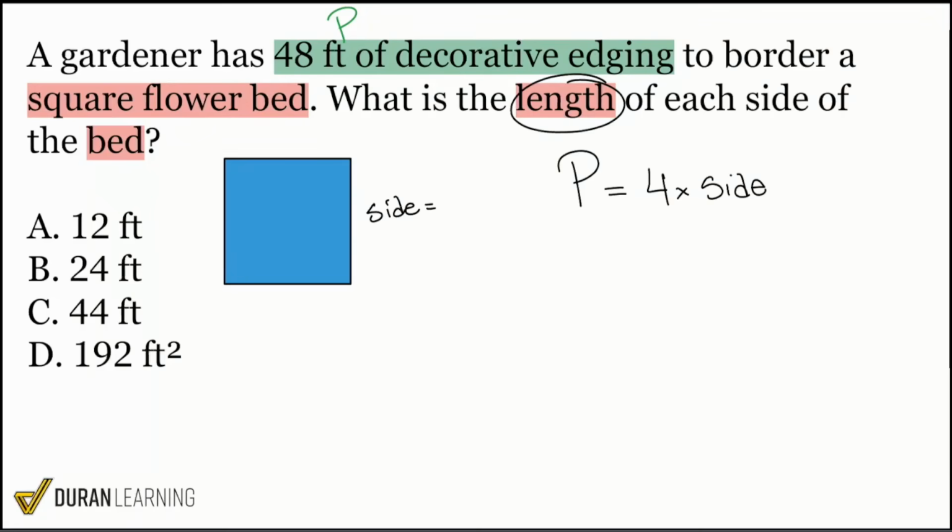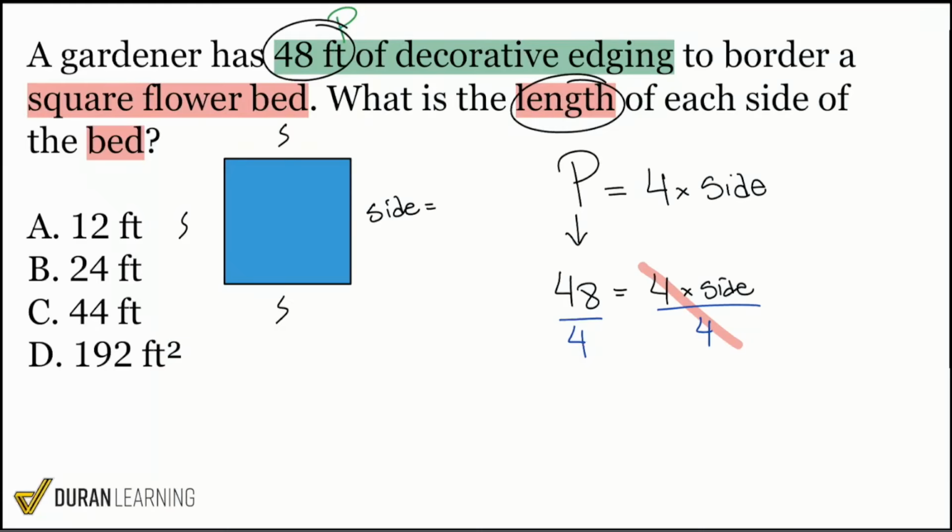And if we wanted to find one of the sides, given that all of the sides are the same, we would divide by 4. So here we go. Here's the perimeter, the 48 feet. Plug that in. 48 equals 4 multiplied by the side. And to find the side by itself, we'll divide both sides by 4, because again, we have 4 equal sides.